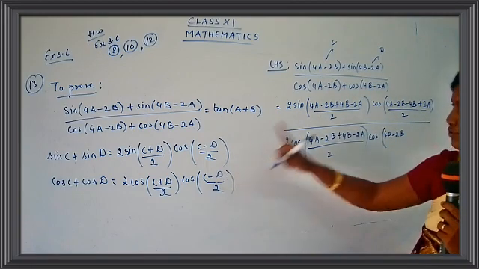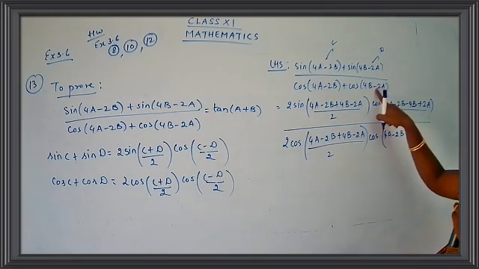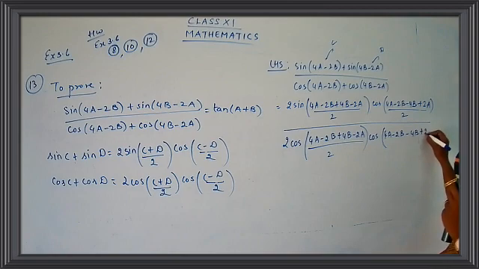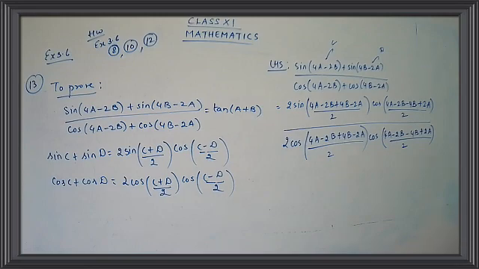This is minus, so you have to change the sign. Okay, so this turns to be minus 4b. Minus 2a will change to plus 2a upon 2. So I get here 2 cos of (4a minus 2b plus 4b minus 2a) upon 2, and cos of (4a minus 2b minus 4b plus 2a) upon 2.